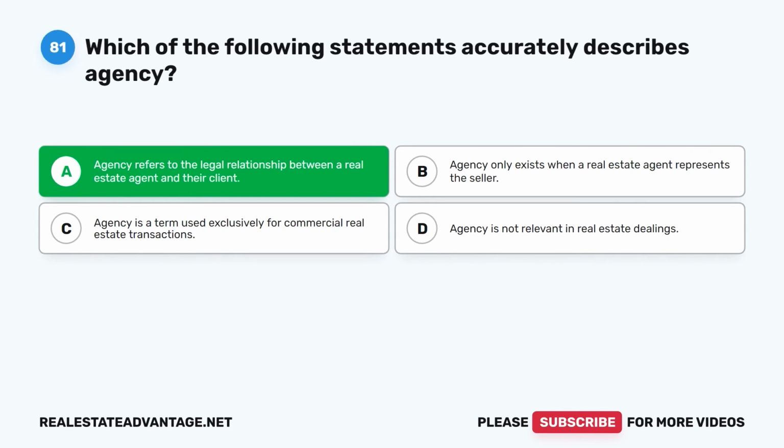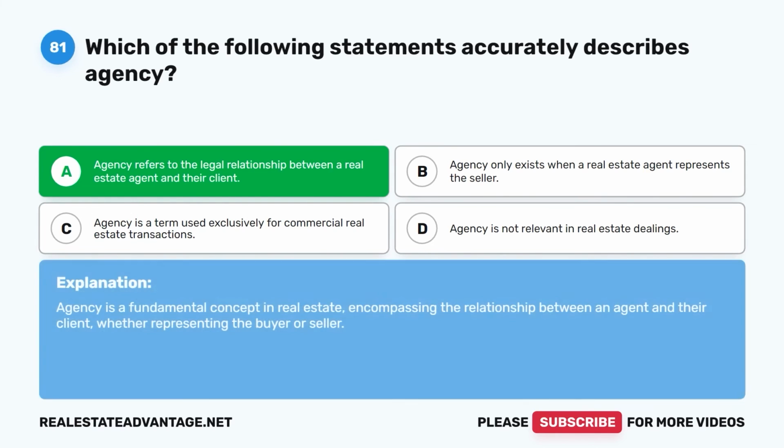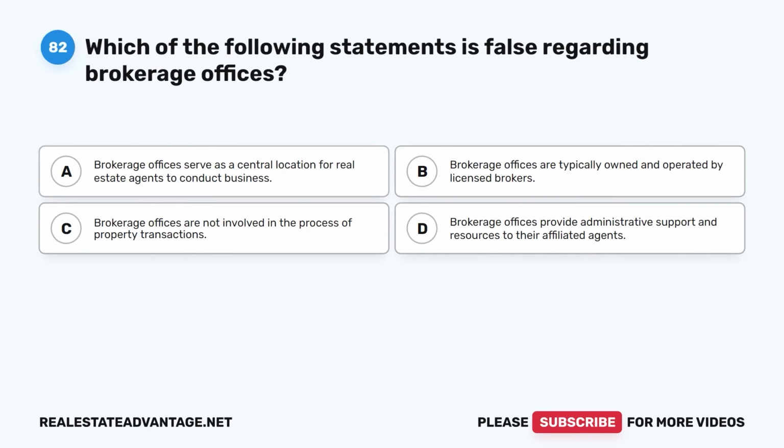Agency refers to the legal relationship between a real estate agent and their client. Agency is a fundamental concept in real estate, encompassing the relationship between an agent and their client, whether representing the buyer or seller.